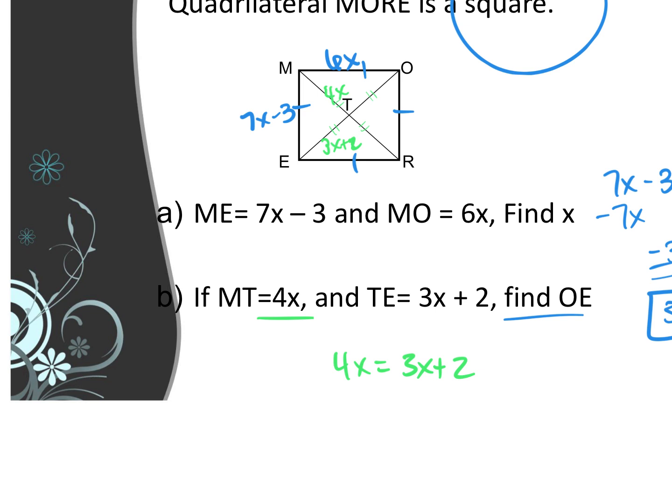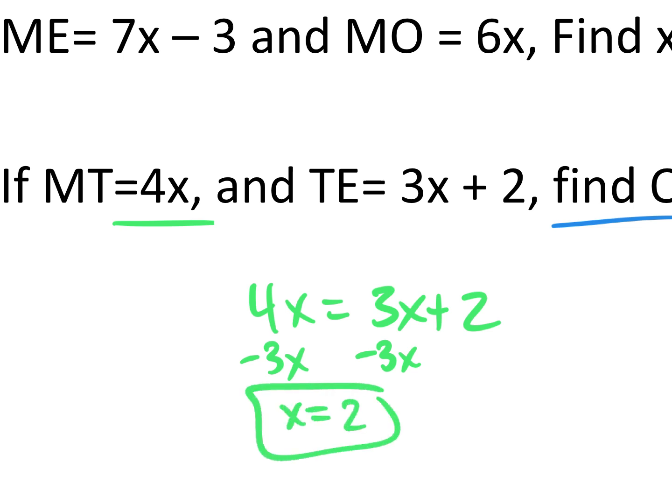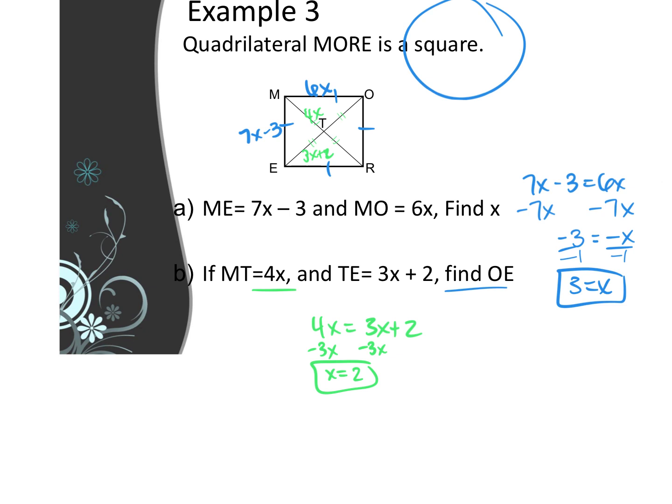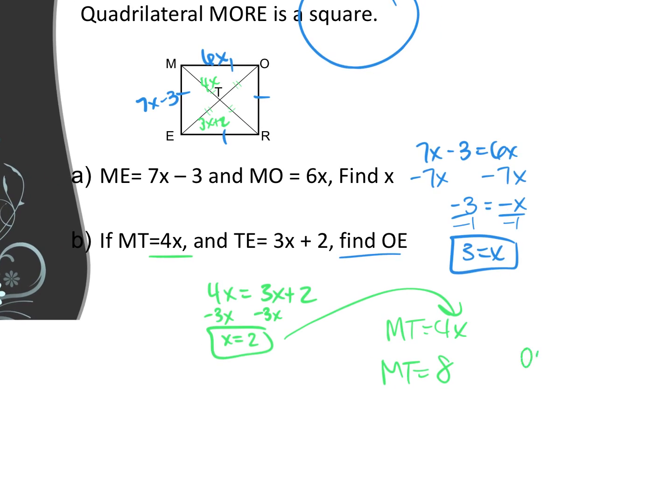I need a volunteer. Go ahead, Cody. x equals 2. Cody, am I done? Can you help me? Okay, so we're going to do MT is equal to 4x. We're going to take this 2, plug it in. MT equals what? 8. What was it asking us for, though? OE. It's going to be double whatever MT is, right? So OE will be 2 times MT. So it's going to be OE equals 16. That's our answer.